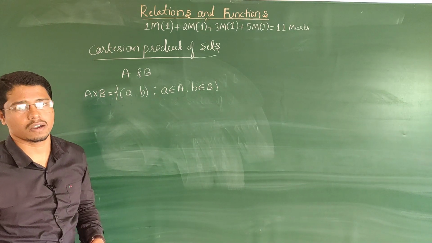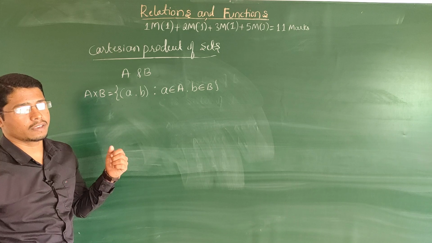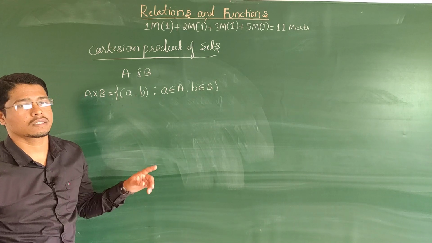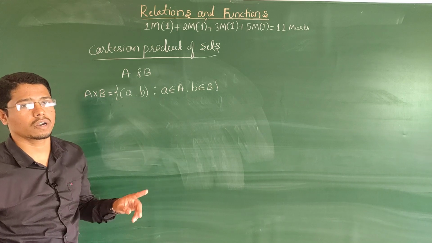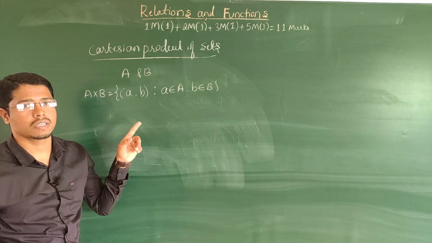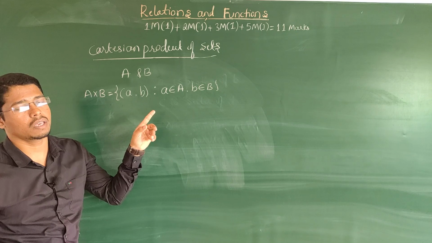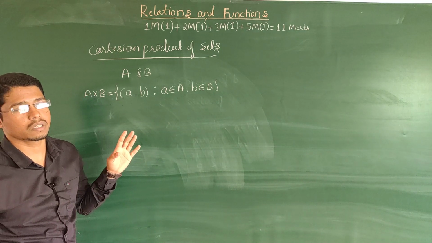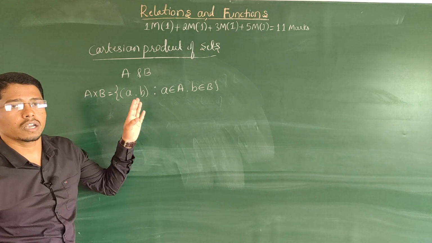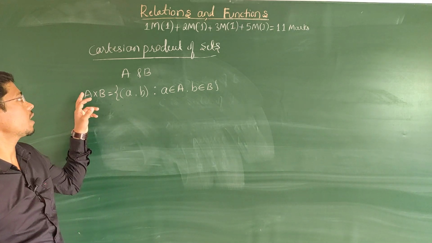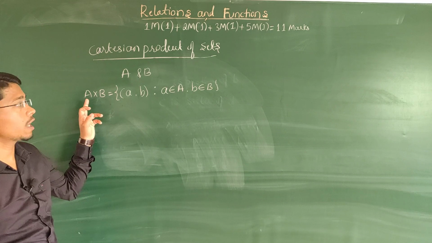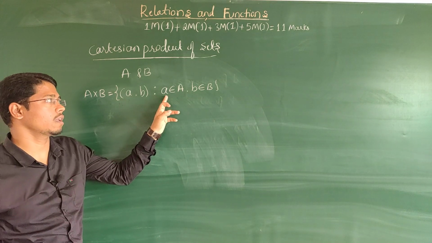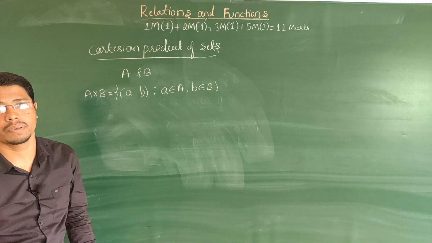So once again, Cartesian product means: let A and B be two non-empty sets, then the set of all ordered pairs (a, b) such that a belongs to the set A and b belongs to the set B is called the Cartesian product of the set A to the set B, and it is denoted by A cross B. So A cross B is equal to the ordered pairs (a, b) such that a belongs to A, b belongs to B.